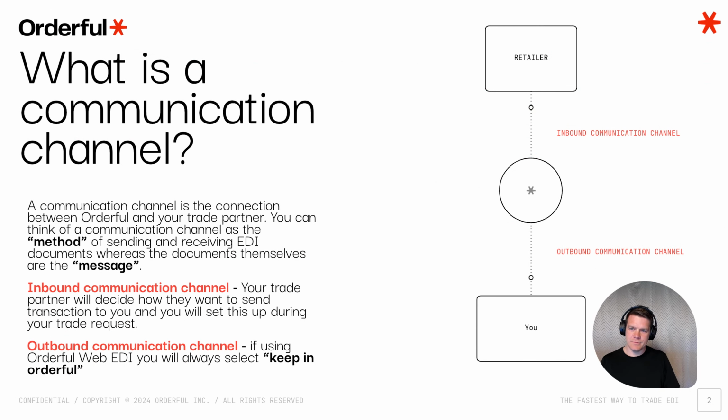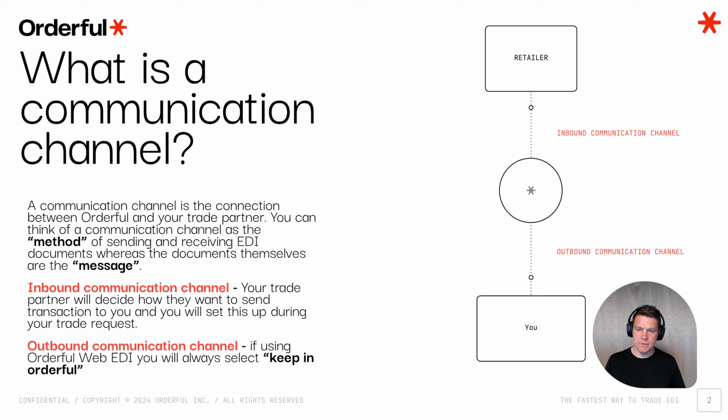What is a communication channel? Well, it's a connection between Orderful and your trade partner. You can think of a communication channel as a method of sending and receiving EDI documents, whereas the documents themselves are the message. There are two types of communication channels in Orderful, inbound and outbound. Inbound communication channels are how your trade partner sends messages to the Orderful network. Outbound communication channels are how you send them back to Orderful.